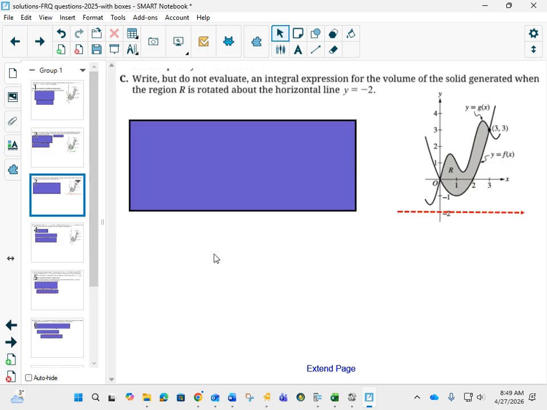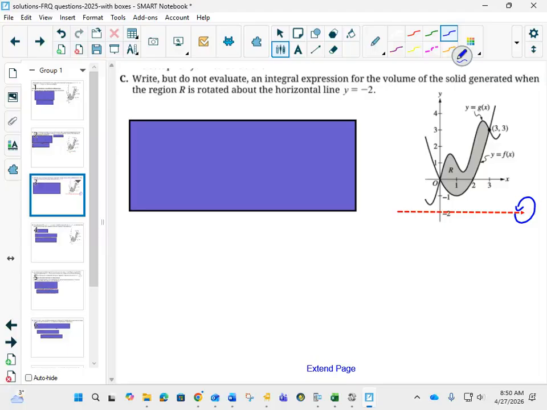Write, but do not evaluate an integral expression for the volume of the solid generated when the region R is rotated about the horizontal line y equals -2. So here what I like to do is draw my line y equals -2. I know that I'm rotating around that. And with my disk method and my washer method, I'm going to have a big radius and a small radius.